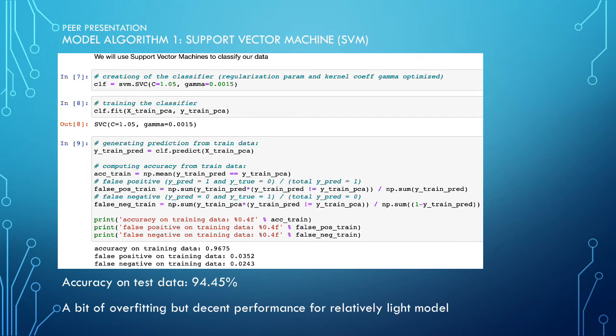We can see that the false positive are slightly higher than the false negative on the training data, with 3.5% false positive and 2.4% false negative. I reached 96.75% accuracy on the training data and 94.45% on the test data. It shows a bit of overfitting, but it is still a decent performance for a relatively light model.